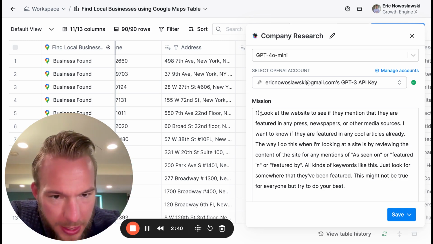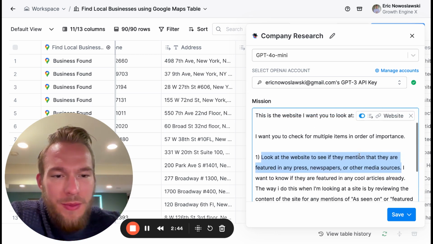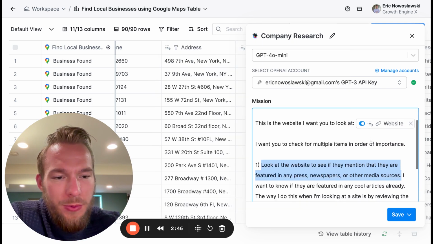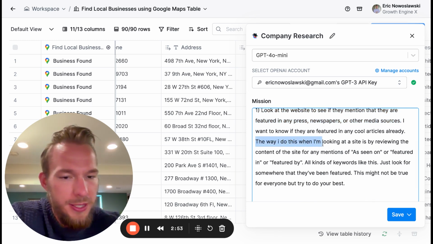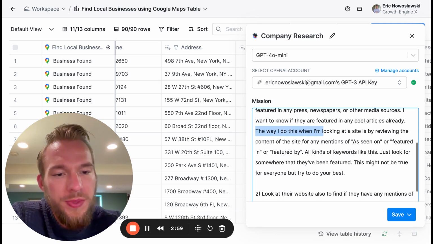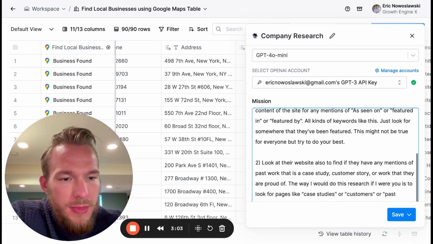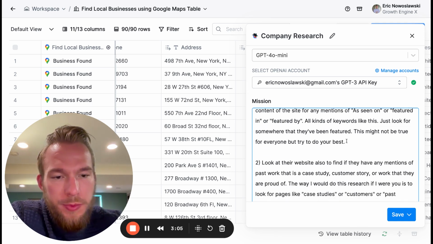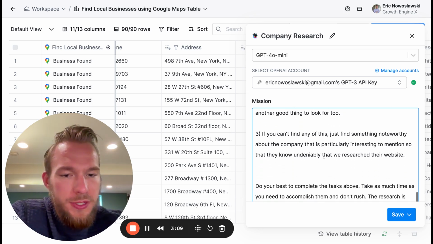And so here I'm saying, this is what I want you to do. We're not going to give them anything to reference because the website is right there. I want to know of any featured in any cool articles already, the way I do this. And so here we're giving it the example. The way I do this already is when I'm looking at a site is by reviewing the content of the site for any mentions of as seen on or featured, blah, blah, blah. Any kinds of keywords like this. And I even say this might not be true for everyone, but try to do your best. Then for looking at their website, find a case study and all of these different things.